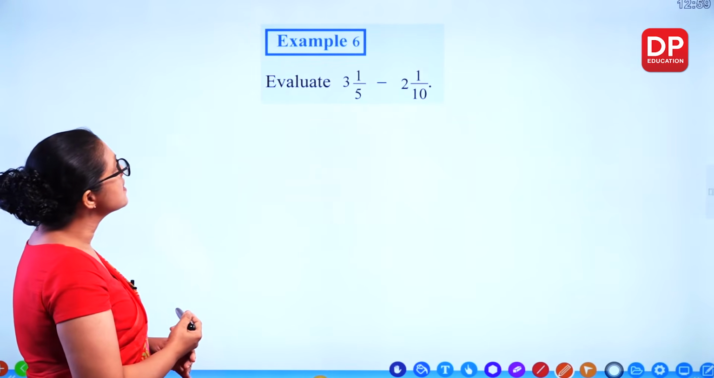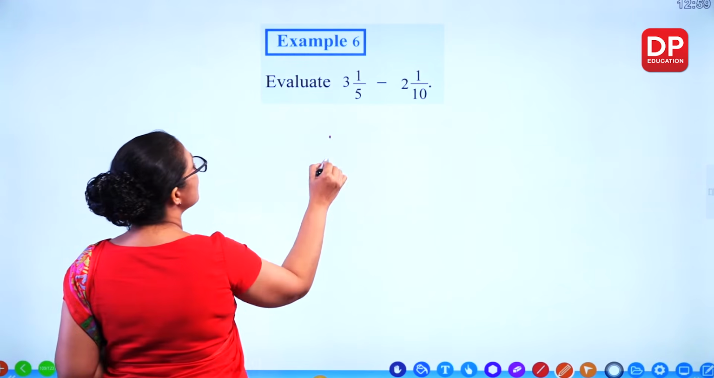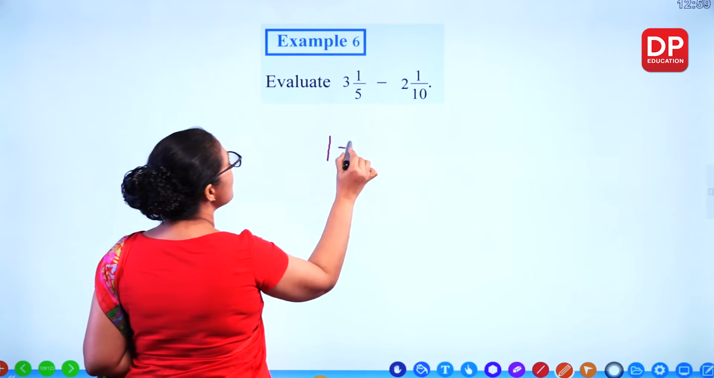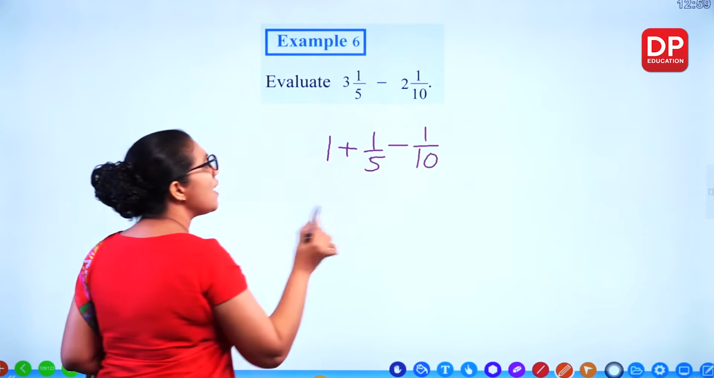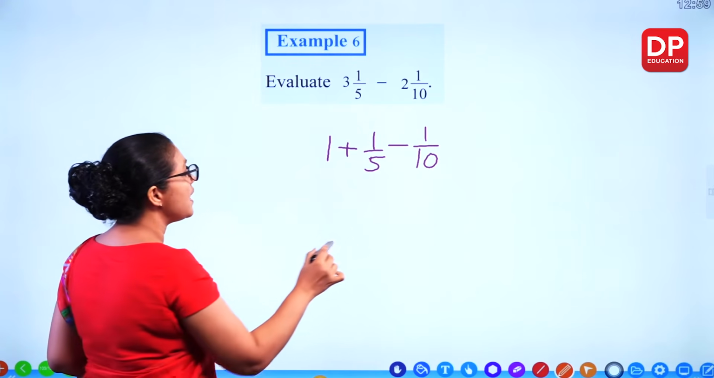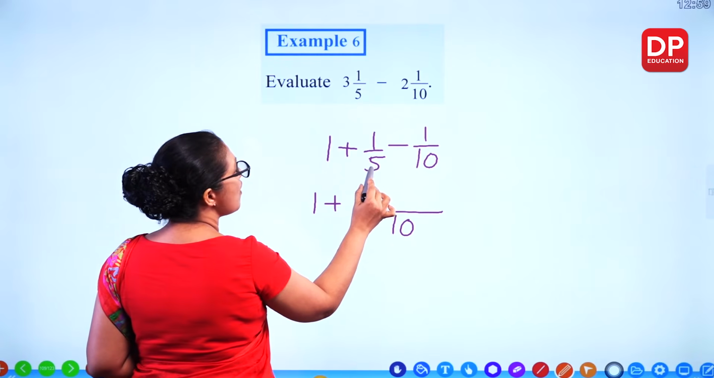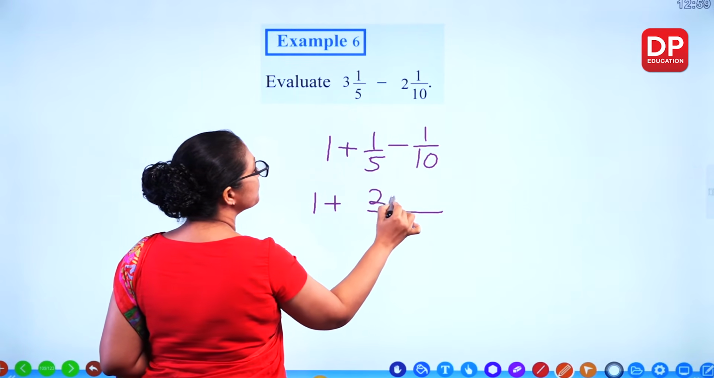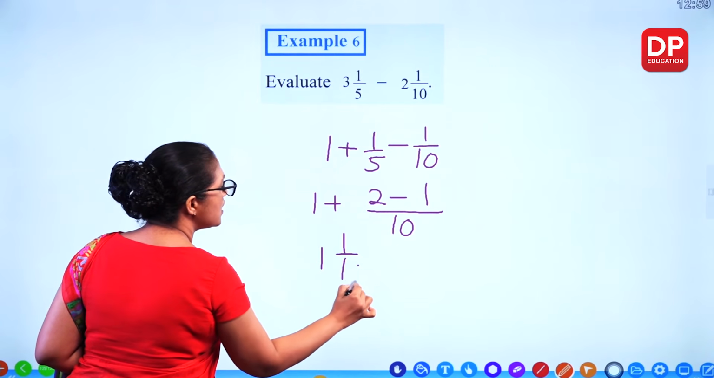Example number 6. Evaluate. So 3 minus 2, that's 1. So you get 1 over 5 minus 1 over 10. 5 and 10, what's the common denominator? That's 10. That means you have to multiply this by 2. And 2 minus 1, you get 1. 1 over 10.